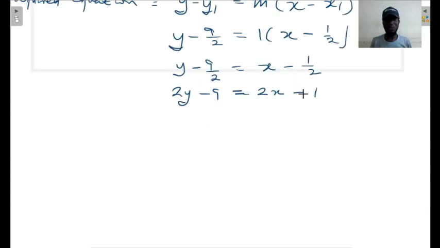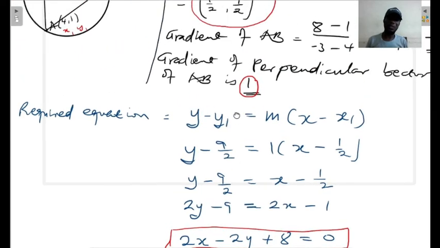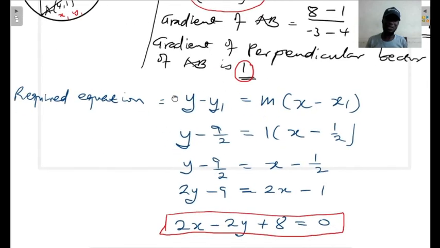Rearranging, we are moving everything to the right hand side. So we'll be having 2x minus 2y. Then this comes here, positive 9 minus 1 is 8. So plus 8 equals 0. So this is the equation of the perpendicular bisector to AB. If we were using instruments and we bisect this side AB, the line that will pass through it as the perpendicular bisector of AB, this is its equation.